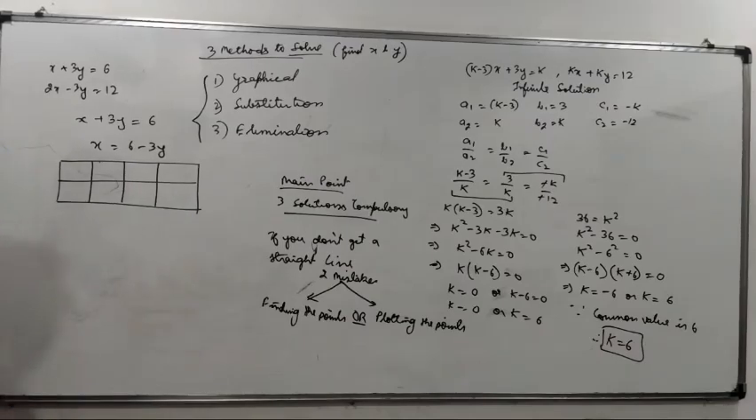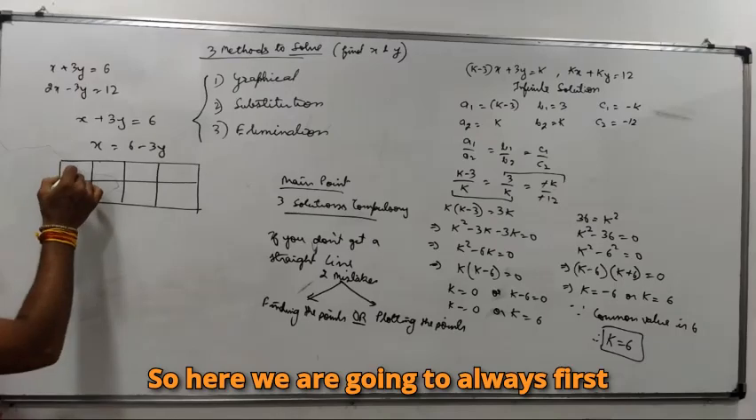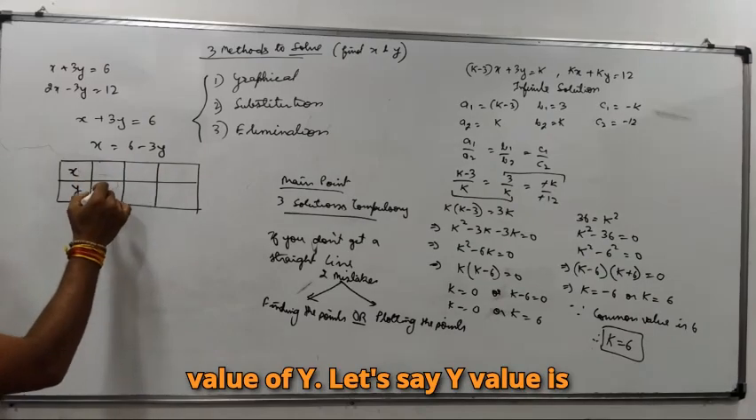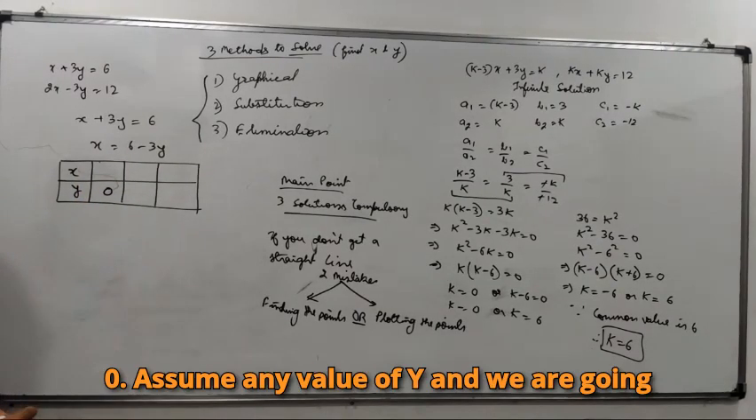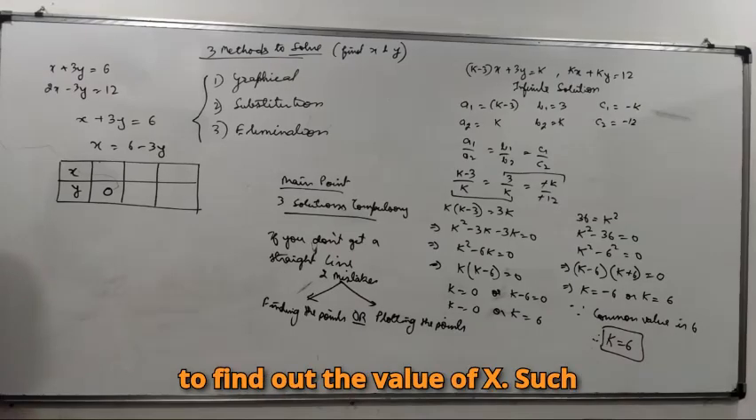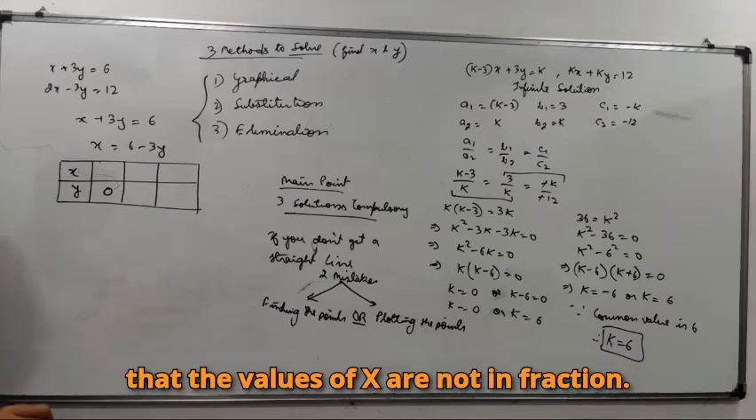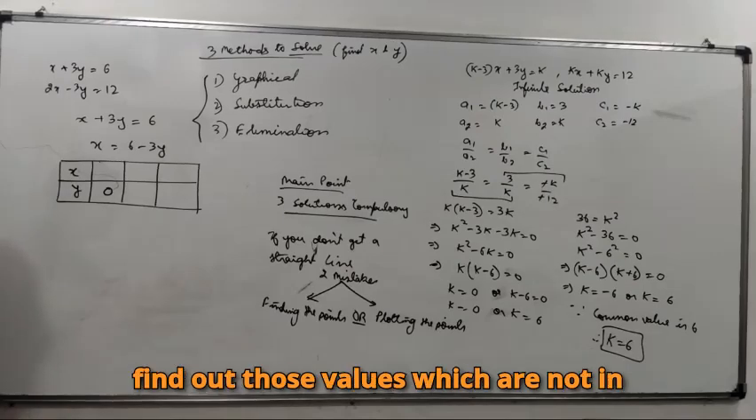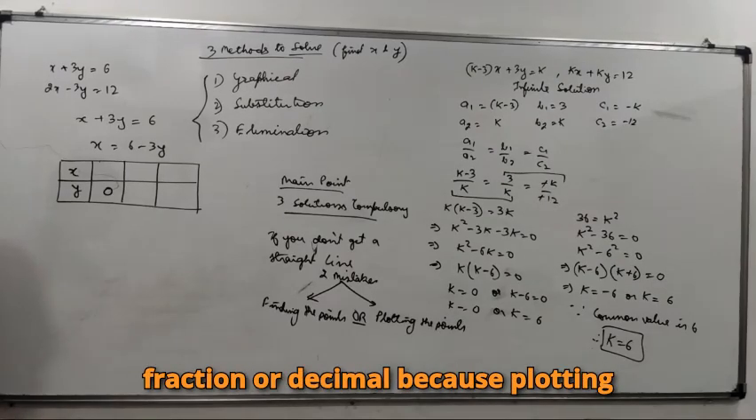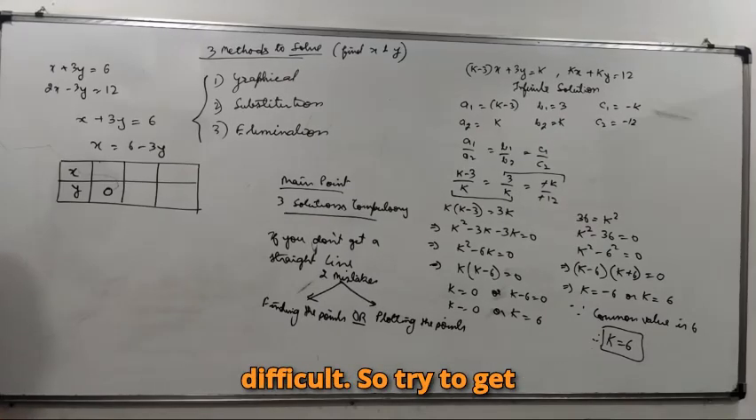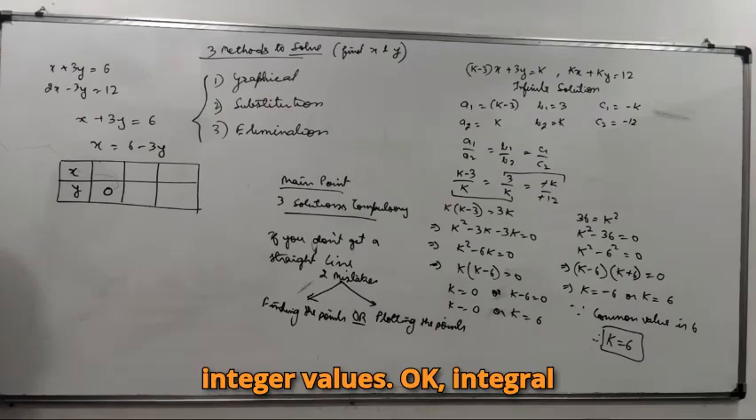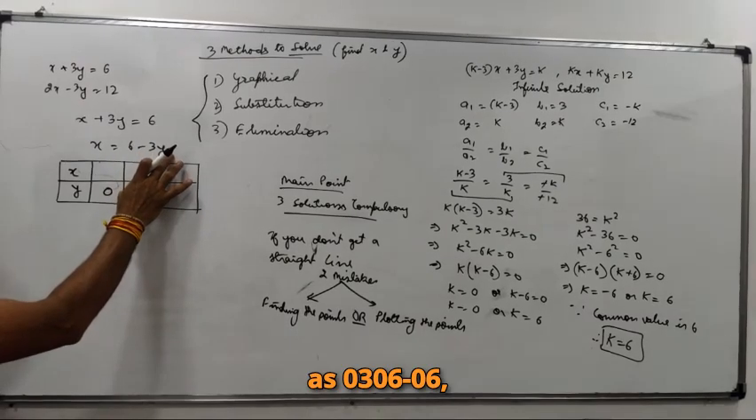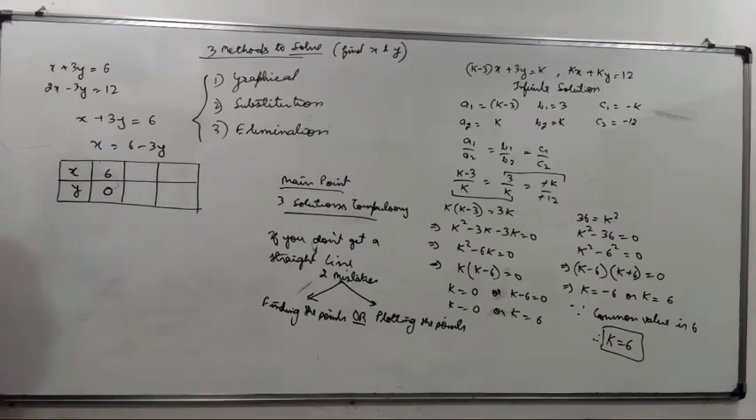So let's come back. Here we are going to always first write down the value of x and then the value of y. Assume any value of y, let's say y value is 0. And we are going to find out the value of x such that the values of x are not in fraction. Here it won't be an issue, but in other questions there may be an issue. So find out those values which are not in fraction or decimal, because plotting those will be difficult. So try to get integer values.